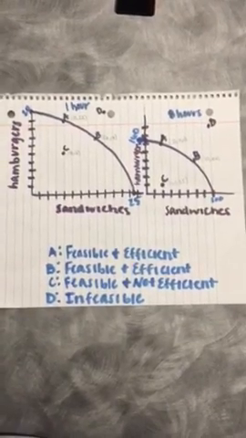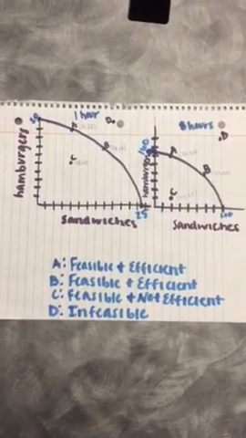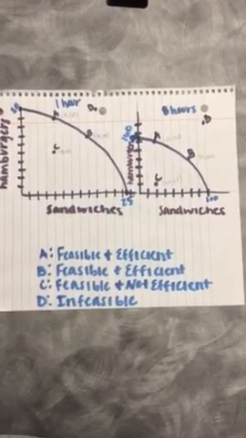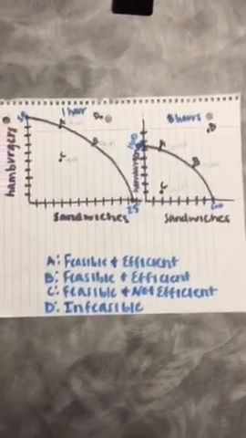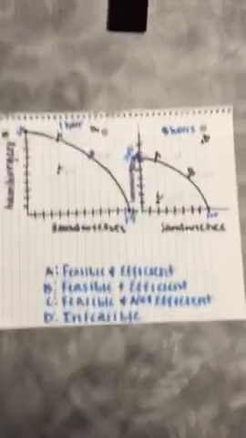And point D is just infeasible because it lays outside of the curve and I don't have the resources to make that number of sandwiches and hamburgers.